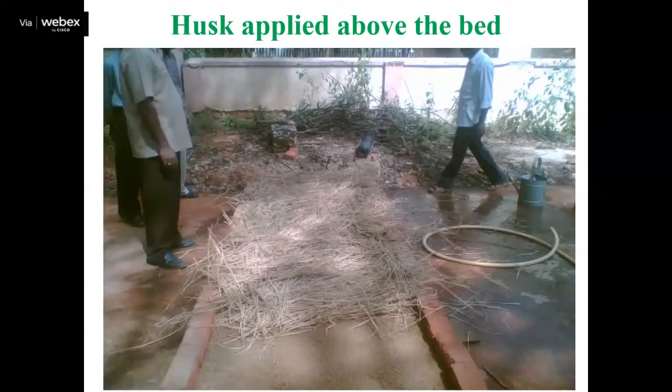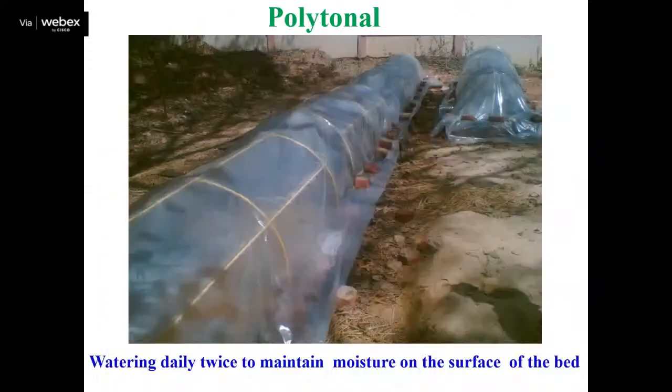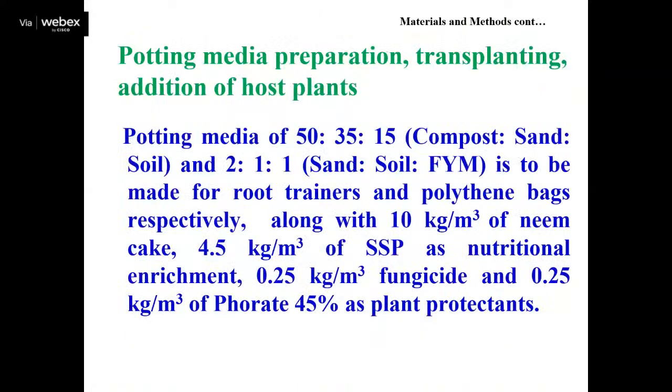If the area is slightly hotter and you want moisture to be retained, you can use straw above that to retain the moisture. Where the temperature is a little low, and if you want to increase the temperature inside the nursery bed, you can use a polythene tunnel, completely covered, after the watering. There will be an increase in temperature and humidity.